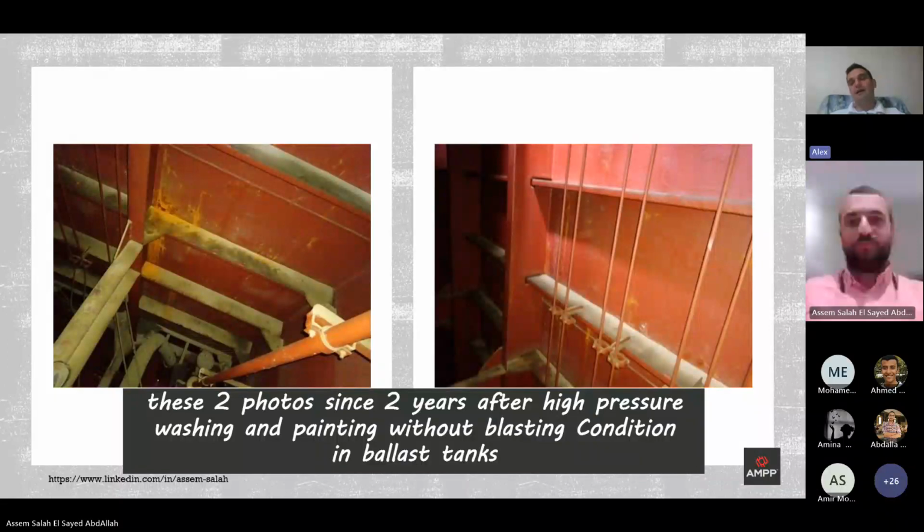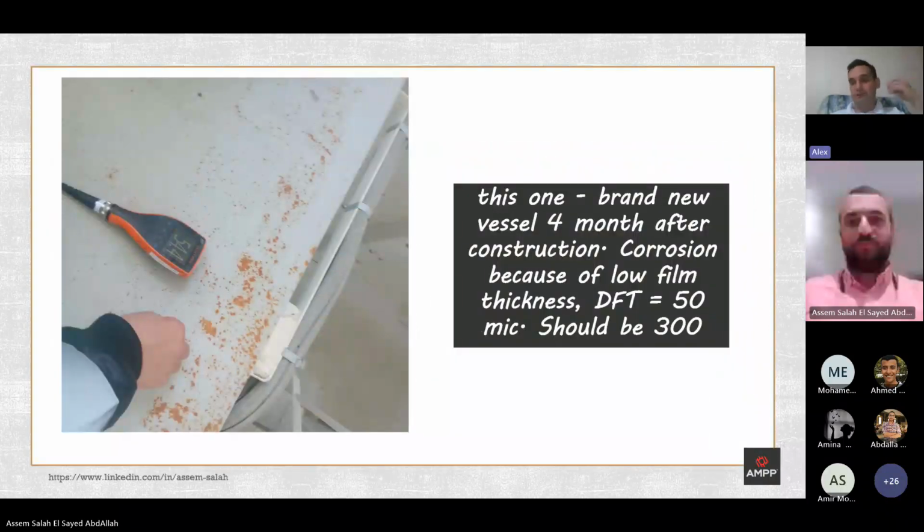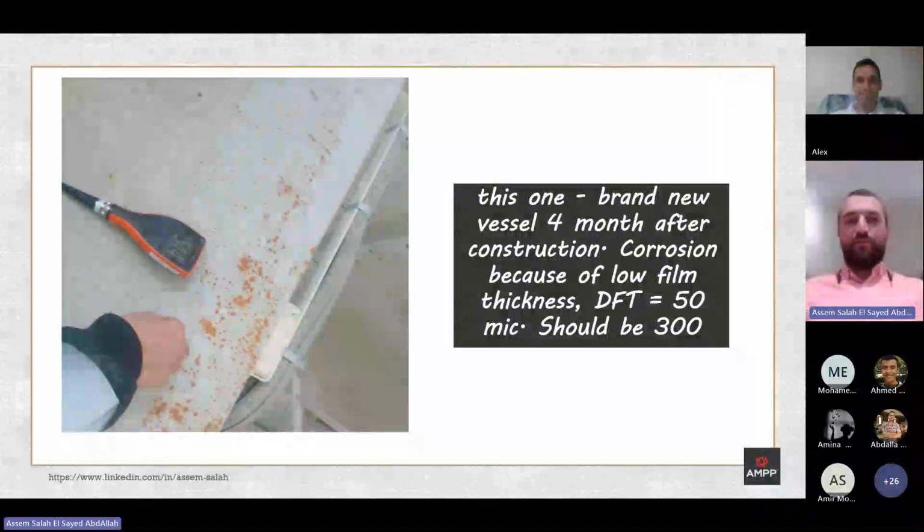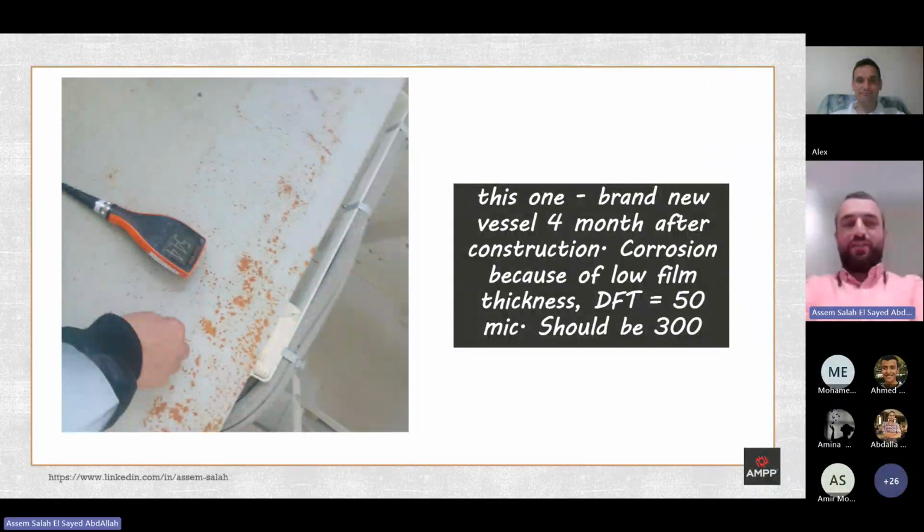So far, you mean the proper choice of the method of steel treatment before the application is very crucial, very important. Okay, and the other photo is for some spot rust, right?